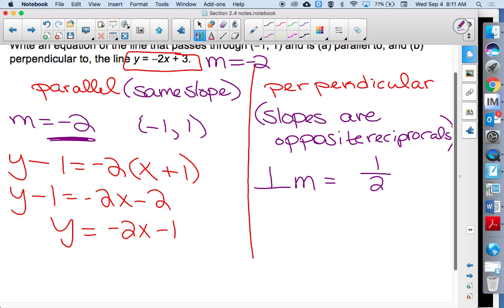So the parallel slope was the same. Again, we're using this -2 here, that guy right there, the -2, because that's the current slope. So we're taking the current slope, flipping it, and then also making it opposite.